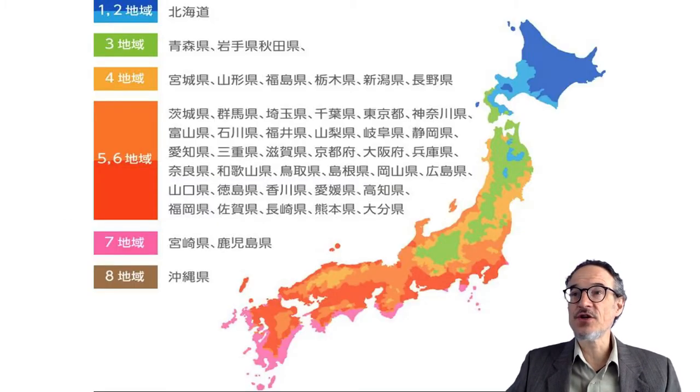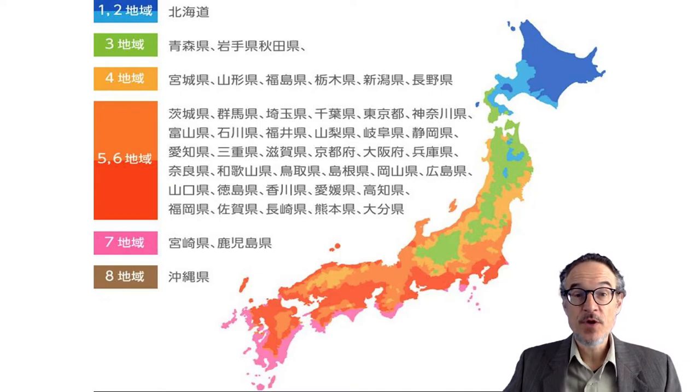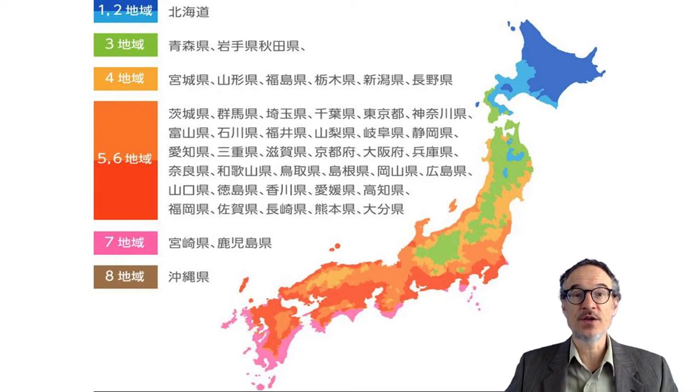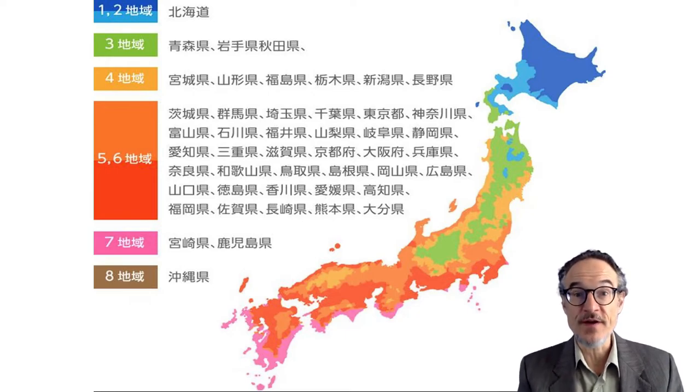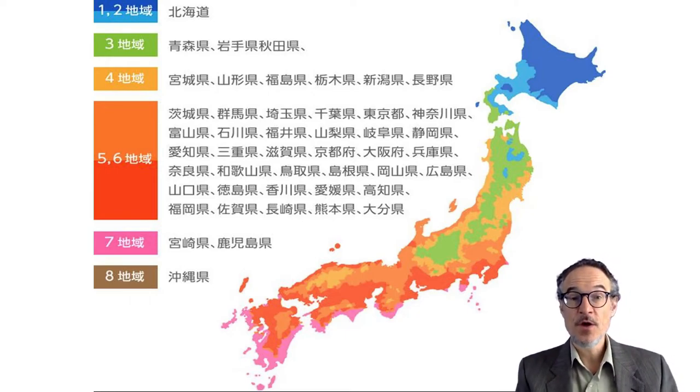So the next country to look at is Japan. Japan also is a big country with a big range of different climates, going up to Hokkaido in the north and Okinawa in the south. Even within Nagano Prefecture, there's quite a big difference between the north of the prefecture and the south of the prefecture.